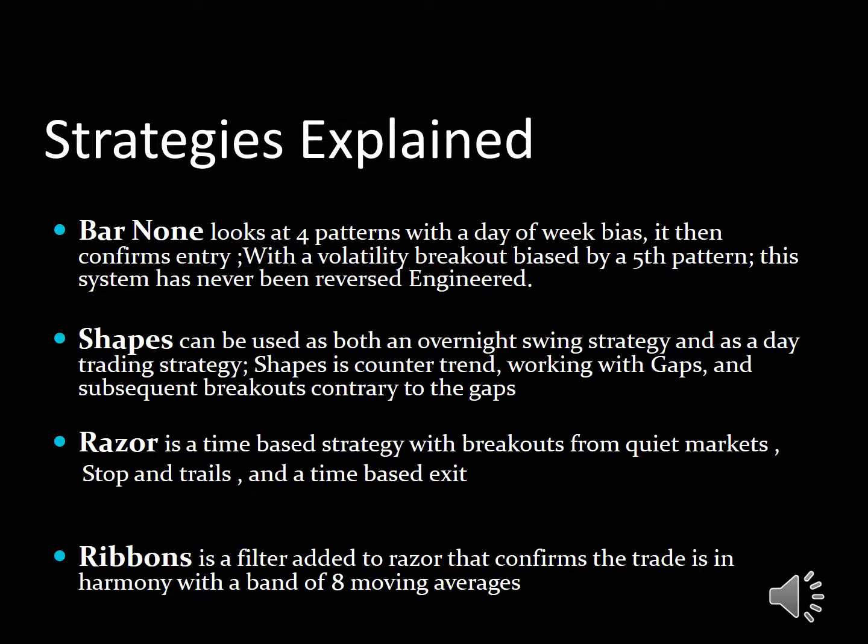My 4 key strategies are thus. First of all, Bar None looks at 4 patterns with a day of week bias. It then confirms entry with a volatility breakout biased on a 5th pattern. This system has never been reverse engineered to my knowledge. Shapes can be used as both an overnight swing strategy and as a day trading strategy. Shapes is counter trend. It works with gaps and subsequent breakouts contrary to those gaps. Razor is a time-based strategy with breakouts from quiet markets, stops and trails, and a time-based exit. And Ribbons adds a filter to Razor, so it has fewer trades, but the trades are usually bigger. The filter tries to confirm the trade and is in harmony with a band of 8 moving averages.